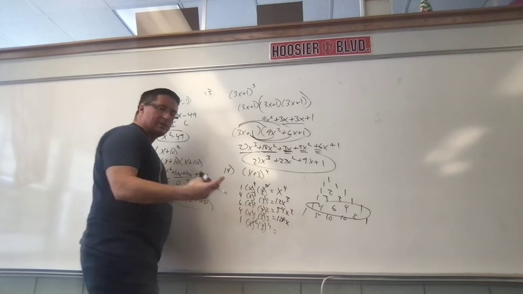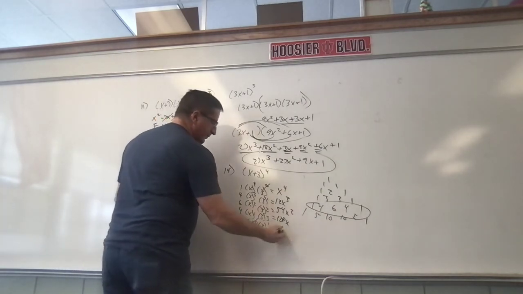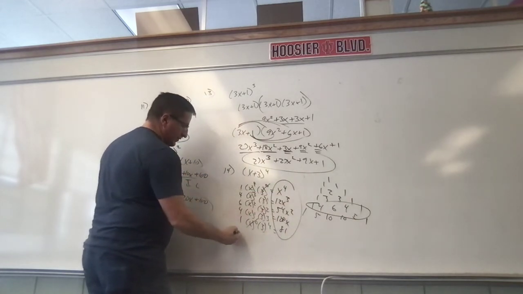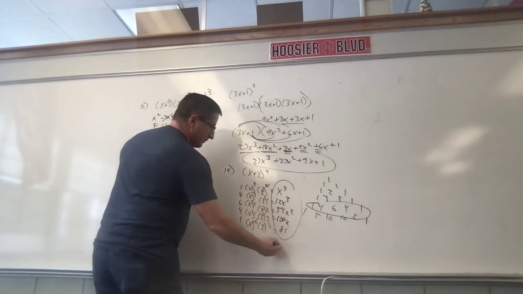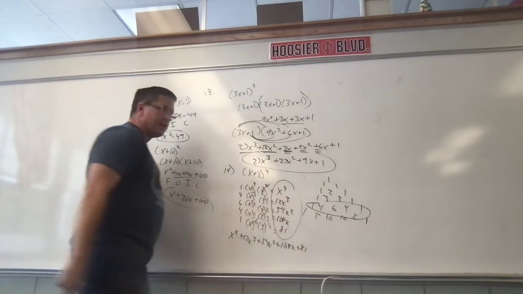3 to the fourth is 3 times 3 times 3 times 3. Again, it's not 12. It's 81 times 1. And there's nothing wrong with this answer. If you want to write it all in one line, you can. It would be x to the fourth plus 12x to the third plus 54x squared plus 108x plus 81. You don't need to do that. There's nothing wrong with that at all.